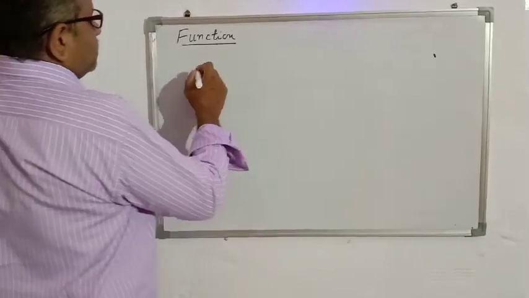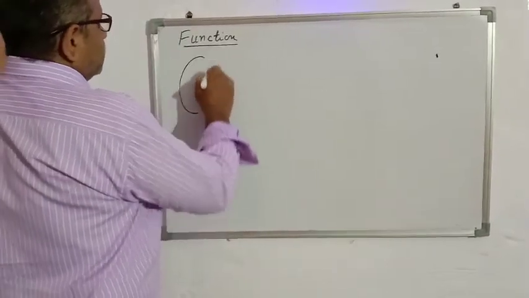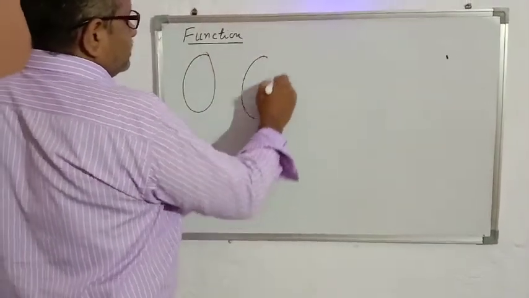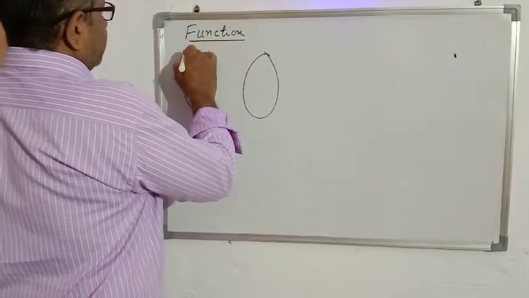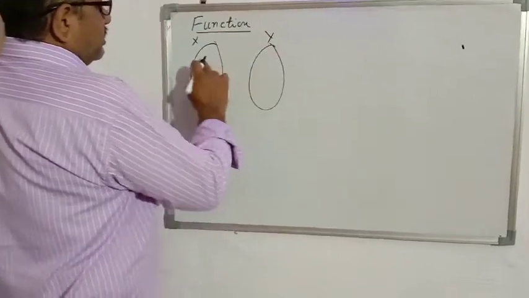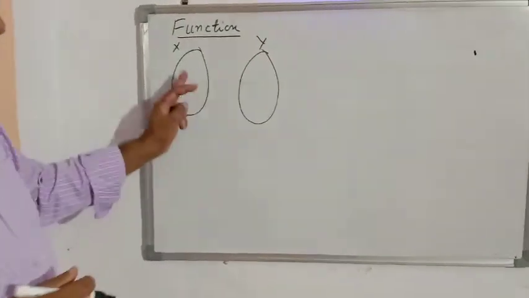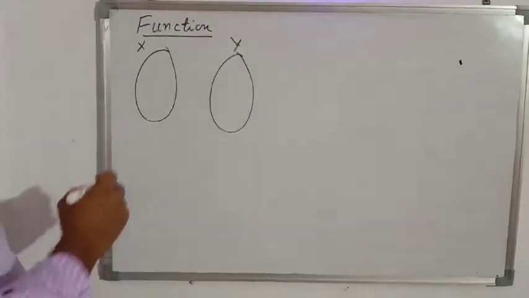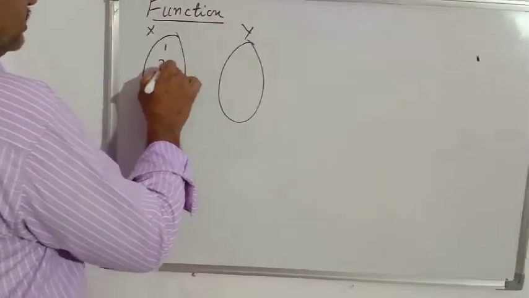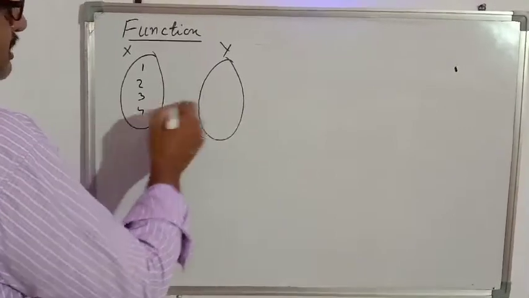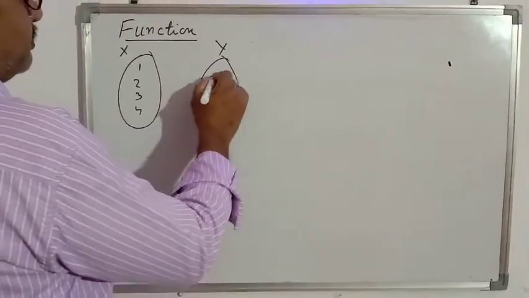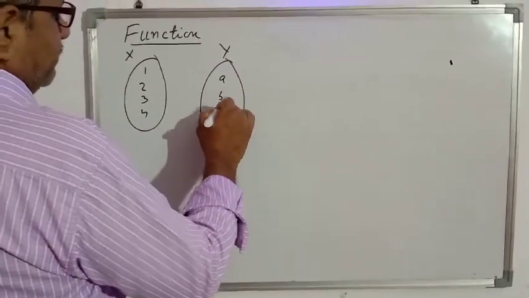So suppose there are two non-empty sets X and Y. X contains these elements 1, 2, 3, 4, and Y contains a, b, c.